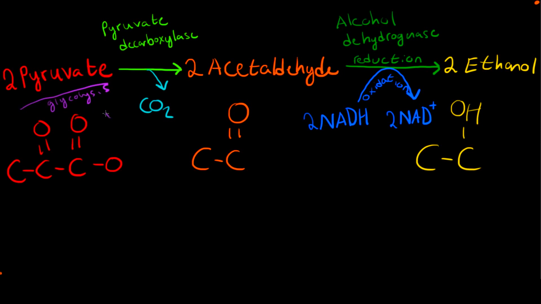This is done by removing the terminal carboxyl group, giving it off as CO2, and we're left with our acetaldehyde molecule. So we go from 3 oxygens to just 1, and 3 carbons to 2. The enzyme that facilitates this process is pyruvate decarboxylase. Notice decarboxyl, as in removing a carboxyl group. After we've got our two acetaldehyde molecules, we reduce them into 2 ethanol molecules using the enzyme alcohol dehydrogenase.